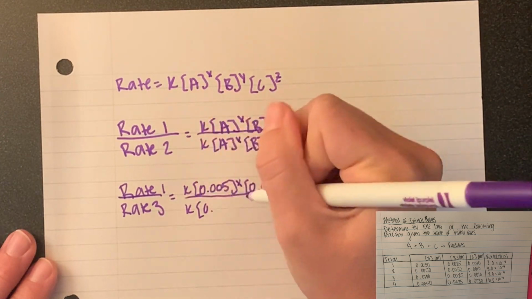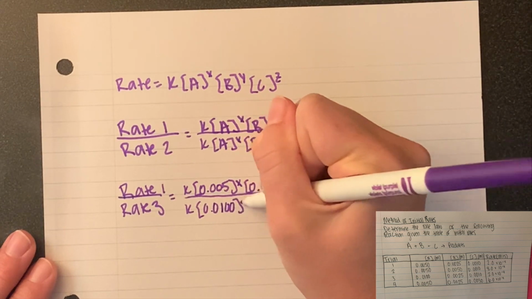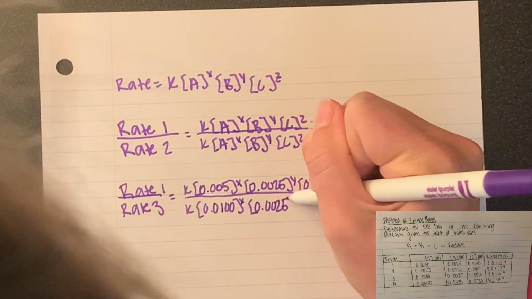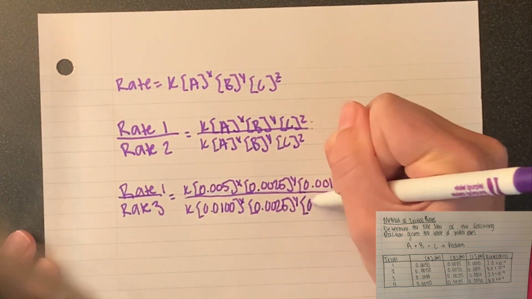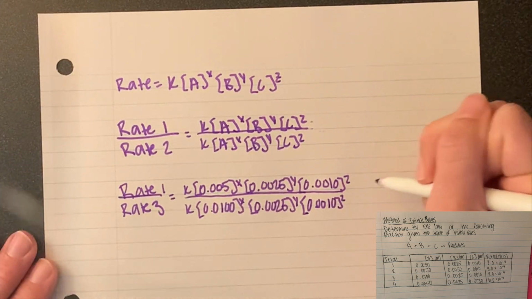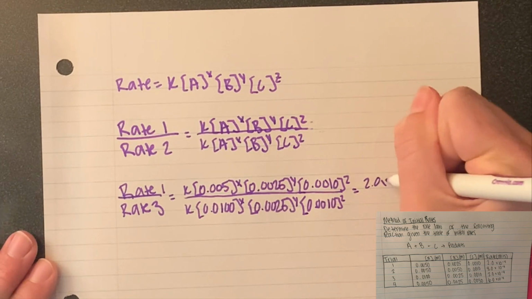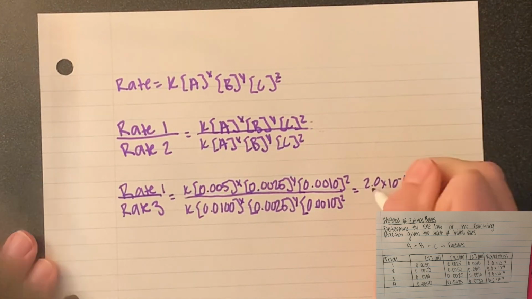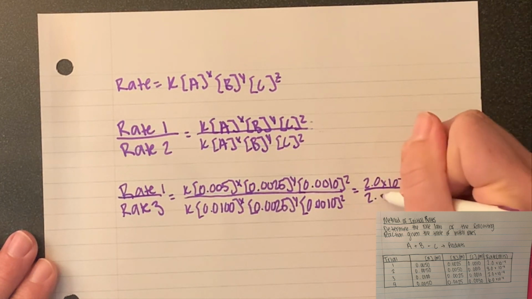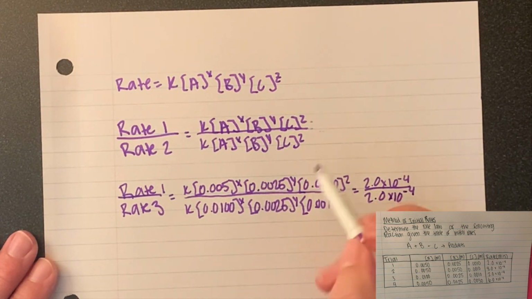So then we'll do trial 3. So A is 0.010, B is 0.0025, and C is 0.0010. And then we'll also plug in those rates as well. So it's 2.0 times 10 to the negative 4th, and also 2.0 times 10 to the negative 4th for trial 3 as well.